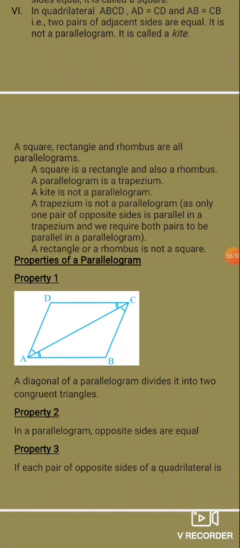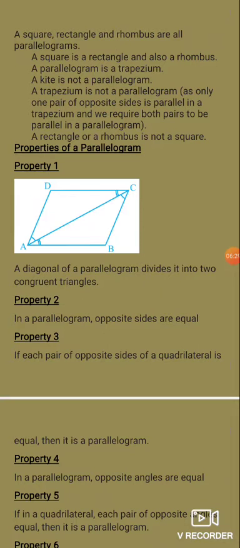So if it bisects, they are equal. Using the congruency, we can make these two triangles what? Congruent triangles. Now listen carefully. The next property: in a parallelogram, opposite sides are equal.